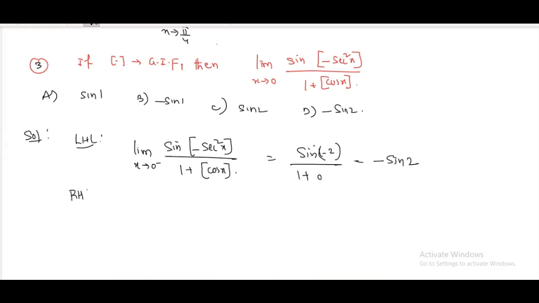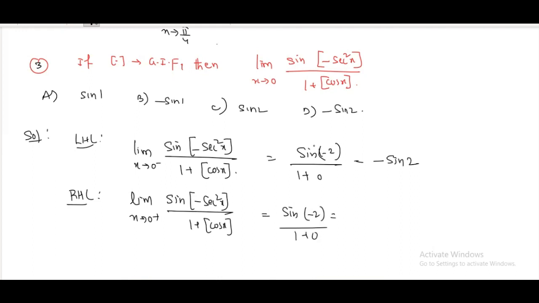So if you take the right hand limit, x tends to 0 plus, sine of box of minus secant square x divided by 1 plus box of cos x. So 0 plus also, you'll get sine of minus 2 only, divided by 1 plus 0, which is minus sine 2. So therefore, the limit exists and the value of this limit is minus sine 2. So hope you understand this clearly.